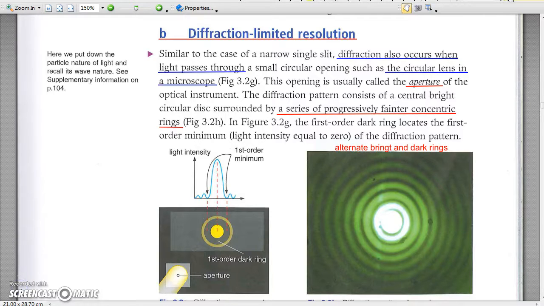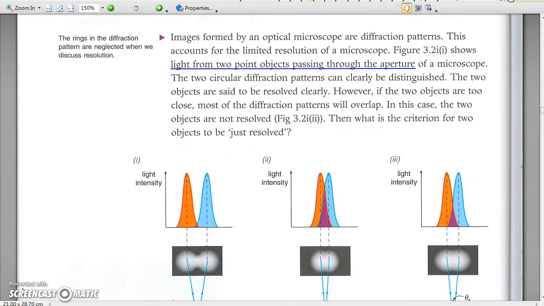And what if there are two dots very close to each other? Each will have its own diffraction pattern. When the two patterns overlap, it would be harder to tell there are two dots. Their diffraction patterns will overlap, and the two objects are not resolved.